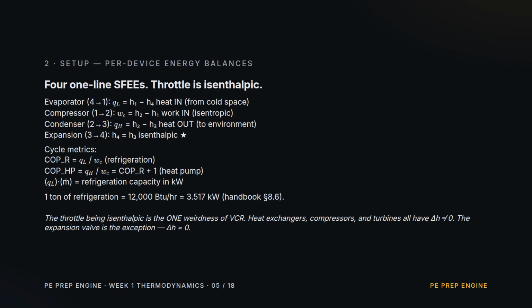Setup: 4 one-line steady flow energy balances. Evaporator heat in is H1 minus H4. Compressor work H2 minus H1. Condenser heat out H2 minus H3. The expansion valve is isenthalpic. H4 equals H3, the one non-obvious piece. 1 industry unit, a ton of refrigeration, is 12,000 BTU per hour, about 3.5 kilowatts.